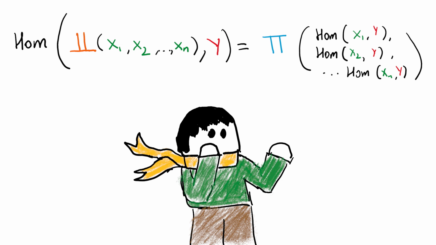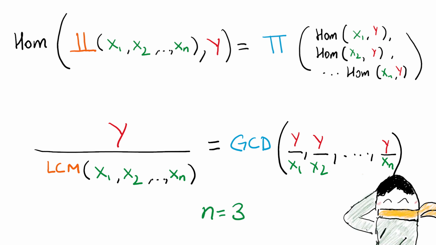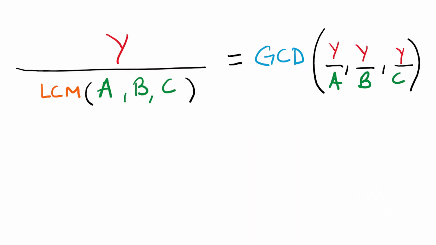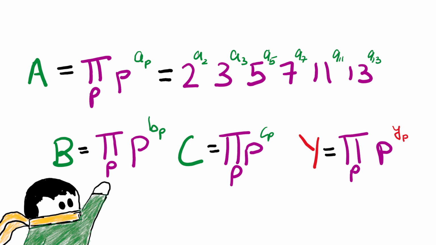Okay, now let's go back to our identity relating the products and coproducts, which we rewrote in terms of GCD and LCM like this. I'll prove this in the case when n is equal to 3, but the exact same proof idea applies to any number of x_i's. It's just easier to write. So we write it like this. I'll write the lowercase variable with subscript p to denote the power of p that appears in the prime factorization of the corresponding uppercase variable. I'll also use this symbol to denote that we are taking a product over all primes.